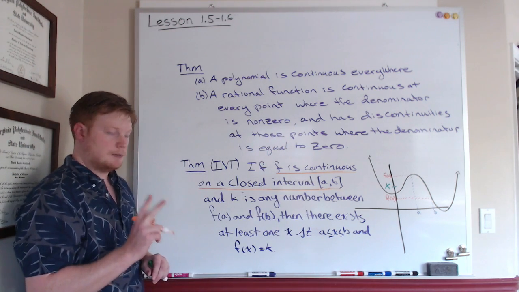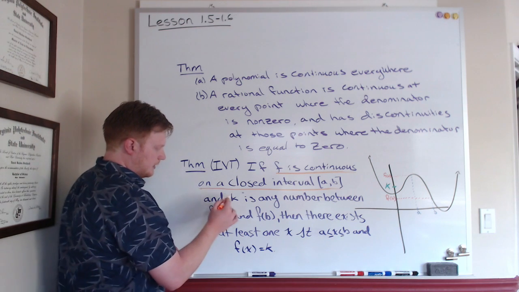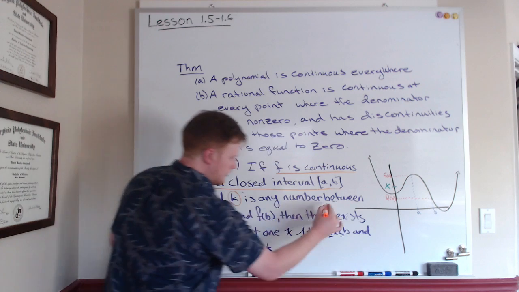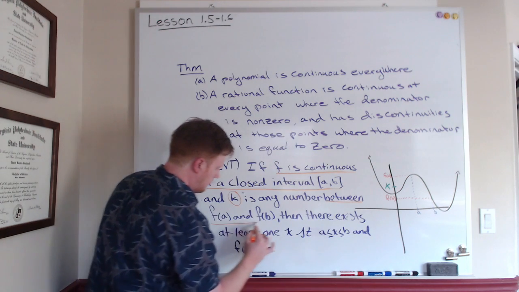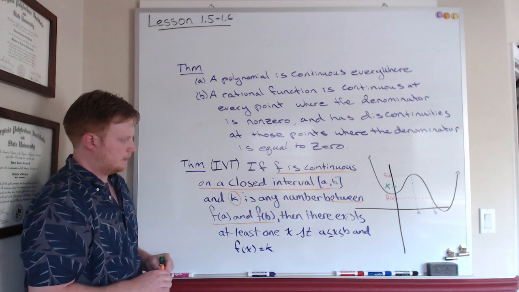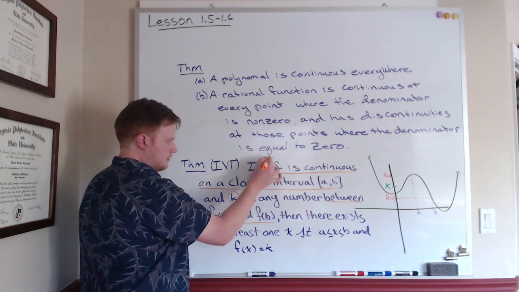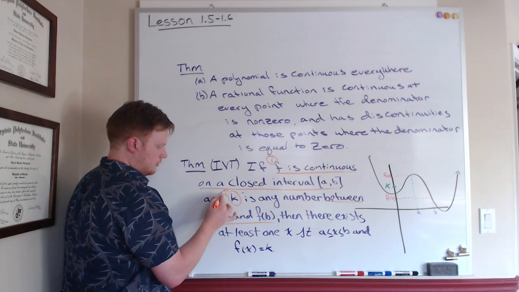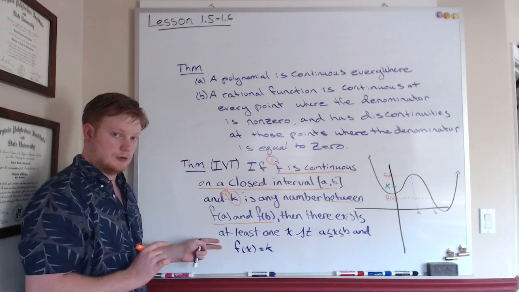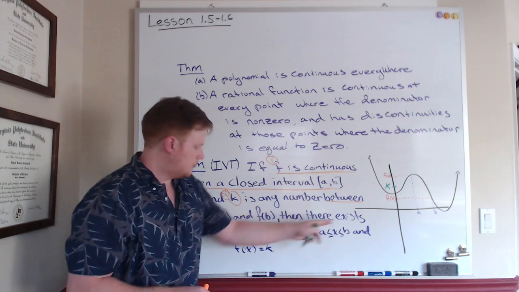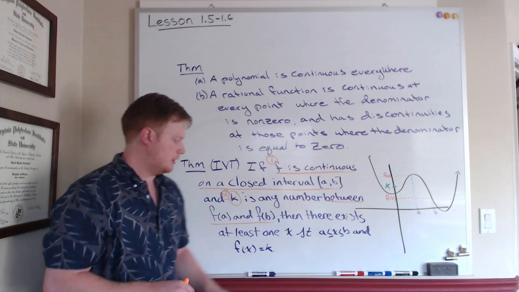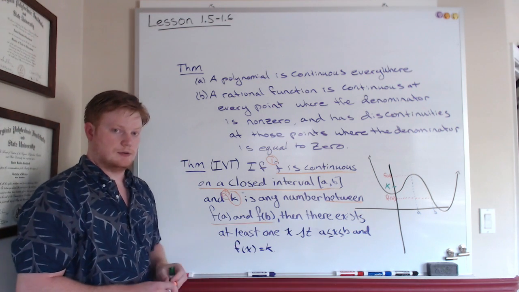The second hypothesis of the theorem is that k is a number between f of a and f of b. All right? So I have 2 hypotheses that must be shown before I can conclude that there must exist at least one point x that is between a and b and f of x is equal to k.